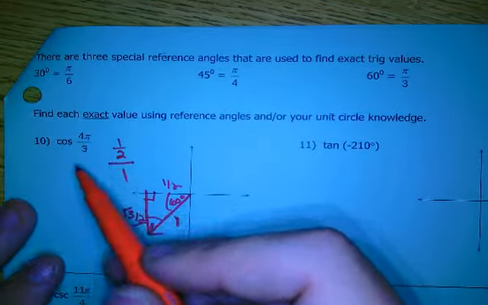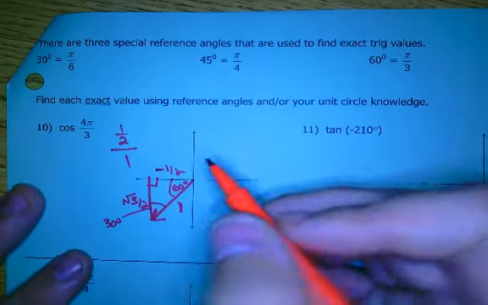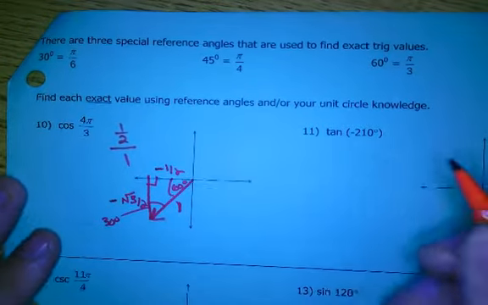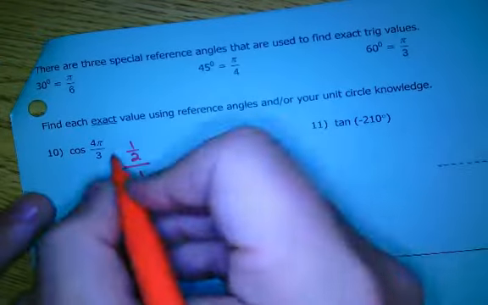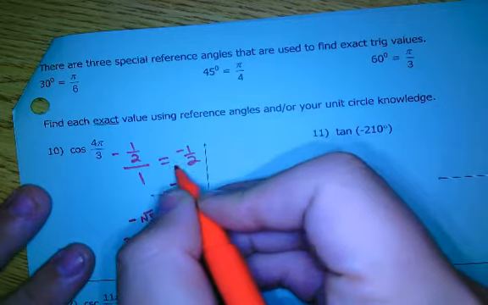There's one thing I did ignore, though. I ignored the quadrant that we're in, the direction. So what direction is 1/2? It's actually going to be negative, and this root 3 over 2 is actually negative because it's going down. So it's negative 1/2 over 1, which is equal to negative 1/2.